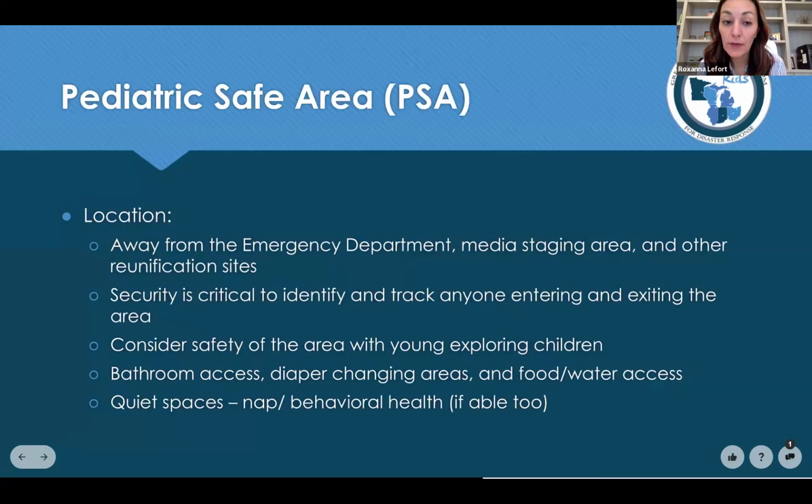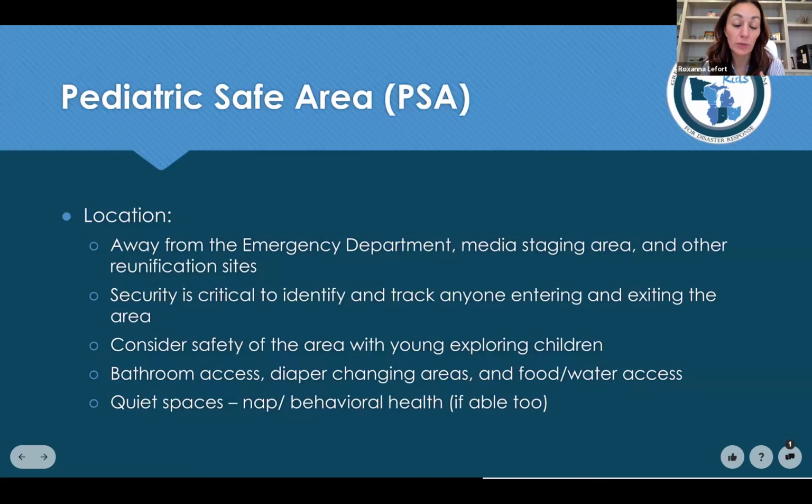So the location of the PSA, you really want this also away from the emergency department, definitely away from media. This is even more important just because these are children who are not with their guardians. So you don't want the media to be able to reach them. And ideally away from the other reunification sites. Security, I would say, if anything, if you have to choose where they're going to be, this is a super important place for them to be. You don't want people coming in there trying to see if that's their child, potentially taking children that have not been properly reunified and identified. So you definitely want security here, or the place to be a very secure area.